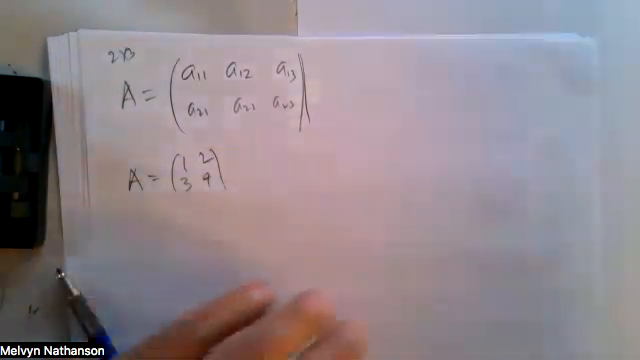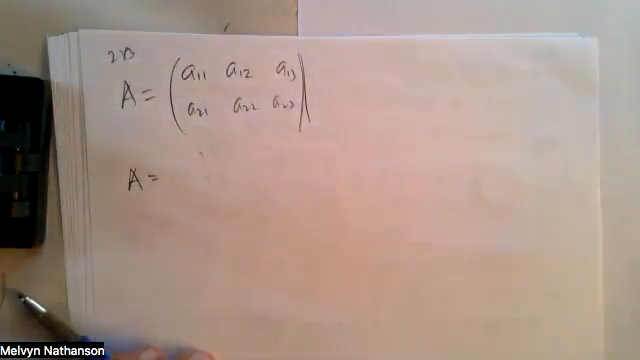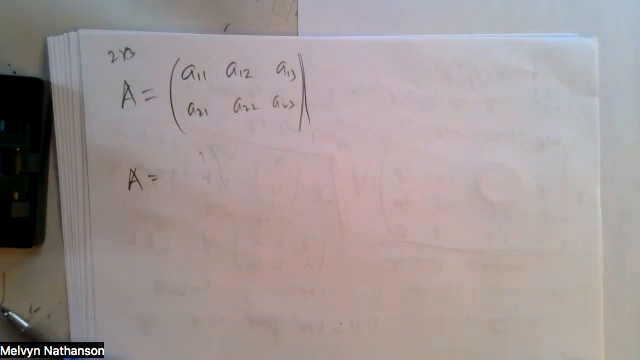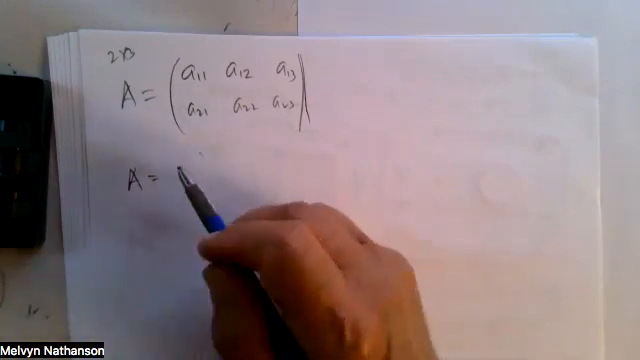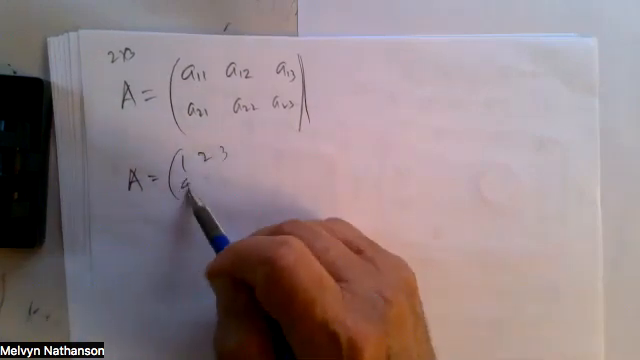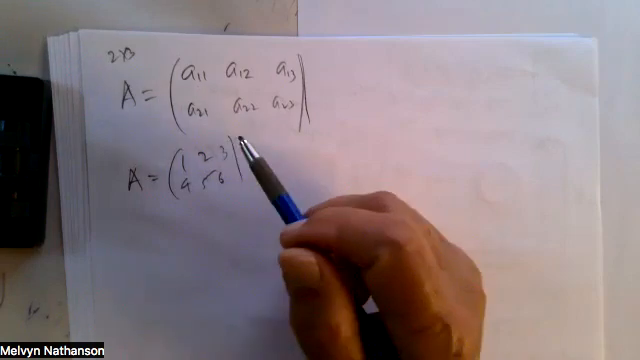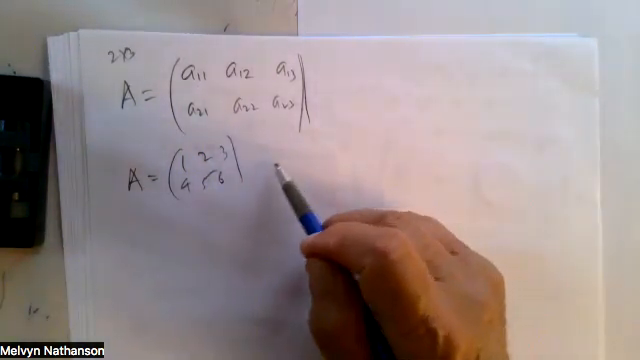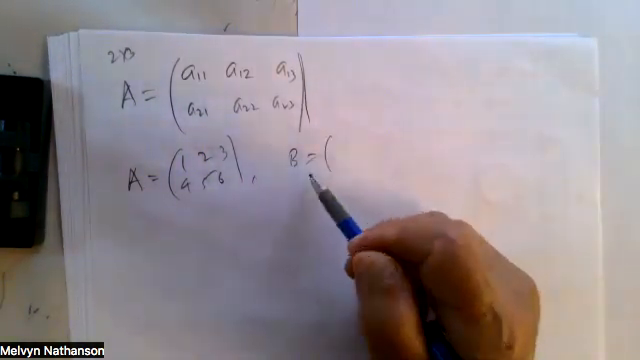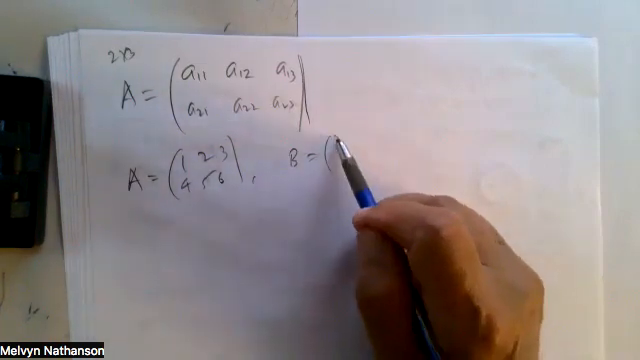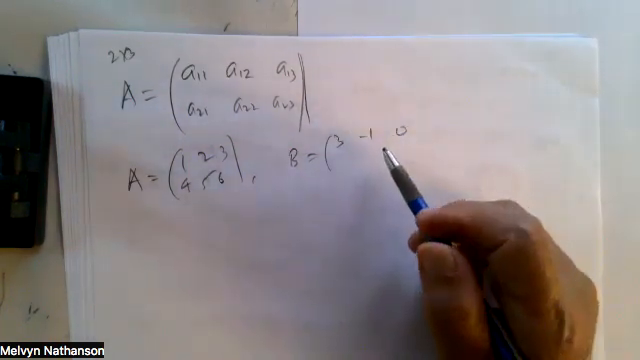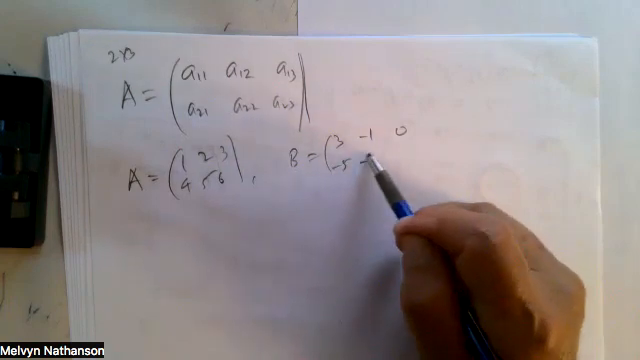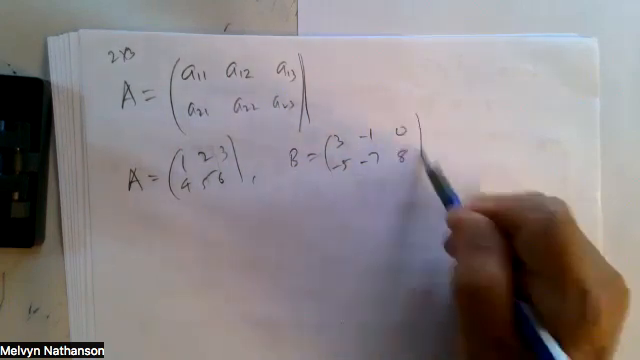Or just so you don't think these numbers have to be in order in any sense. Well, let me just follow one example in the book. If A is 1, 2, 3, 4, 5, 6, this is a 2 by 3 matrix. Suppose B is another 2 by 3 matrix: 3, minus 1, 0, minus 5, minus 7, 8.